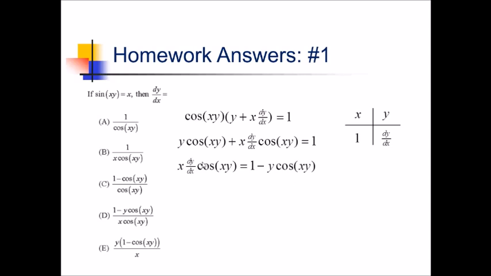Now I just have to divide by x and cosine of xy. And let's see if I can match that with any of the answer choices. It's looking like choice D has what we're looking for, so we're done.